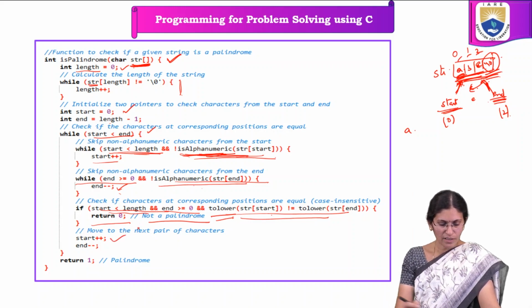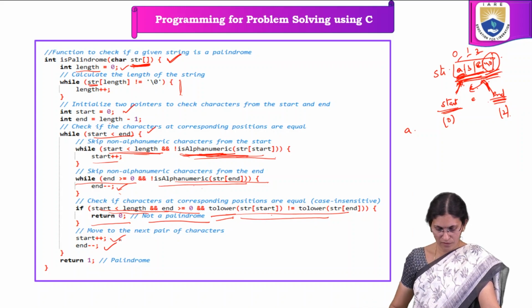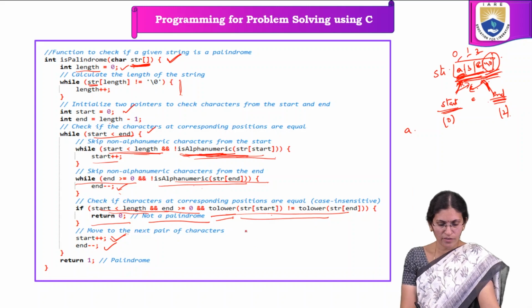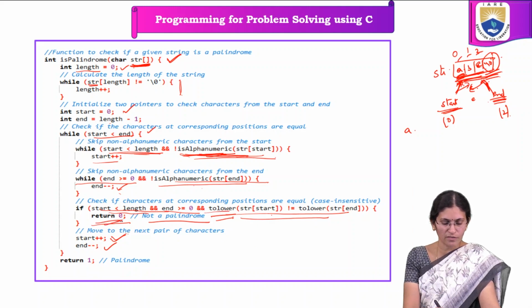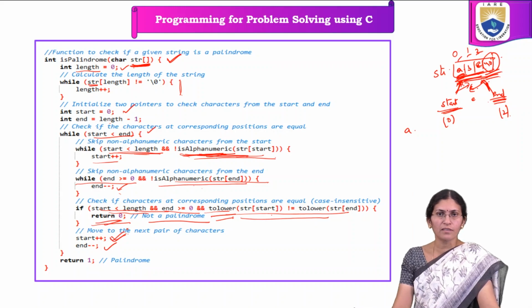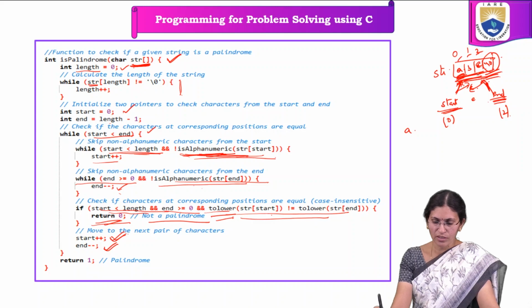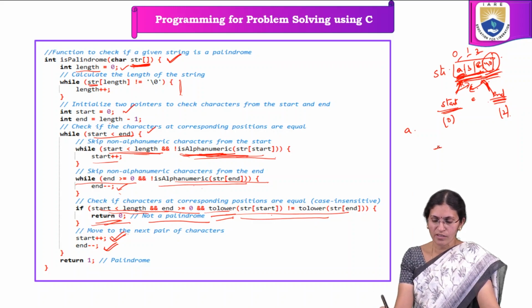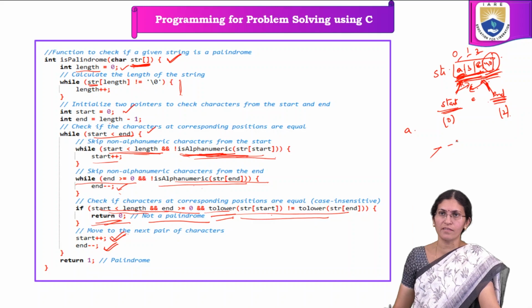If this condition becomes false, it will come here again: start plus plus, and then end minus minus. So in each comparison, the start value is incremented by 1 and the end value is decremented by 1. If the condition is true, then it will return this. If the condition is false, then it will increment the start value and decrement the end value. This loop will go on repeating, and in each iteration it will compare the first character at the starting and the last character at the ending. So it compares character by character. If there is any space in the string, that is avoided, and the next character is considered.